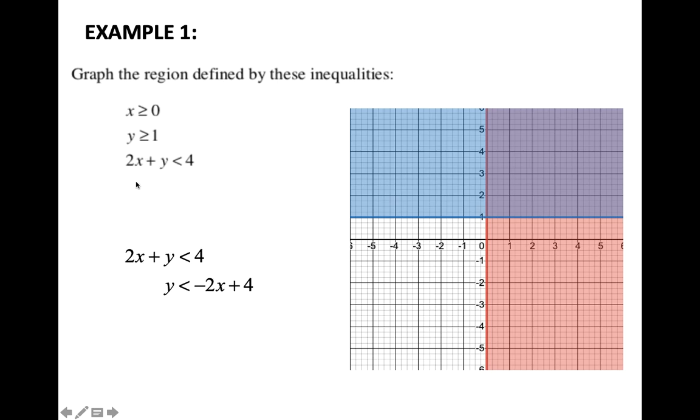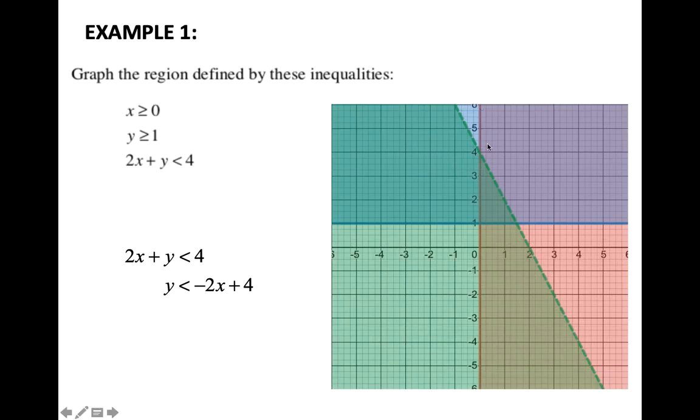So we're going to have to move this equation around and get y by itself. Move your 2x over. So you're going to have an intercept of 4 and a slope of -2. If you look at that, here's your intercept of 4, a slope down 2 and over 1. That creates this green graph.